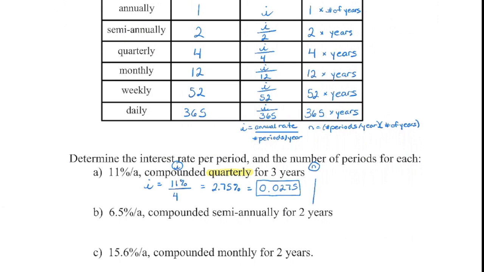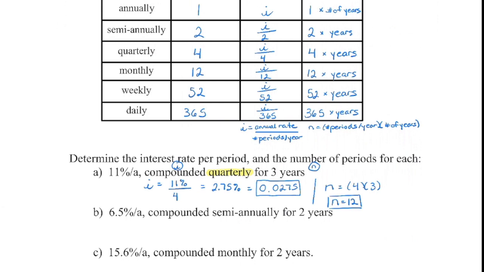To get the value of N, we're going to take how often are we compounding per year? Quarterly is 4 times a year. And if we leave the investment in for 3 years, which is what the question says, that means that we are going to have 12 compounding periods in the 3 years that your investment is in there for.